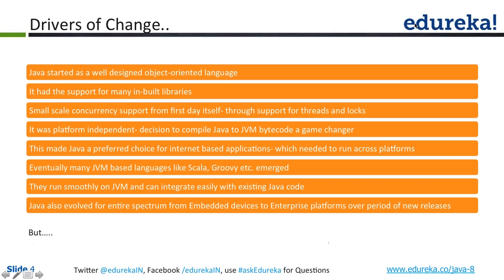Just by looking at the previous slide, and by your experience also, you are quite clear that Java was kind of a mature language from day one. It was a well-designed language which was supposed to be the main tool for your object-oriented programming altogether. It had support for many inbuilt libraries right from day one itself, and the concurrency support. So all of these things were there.